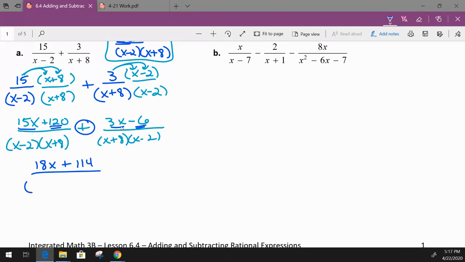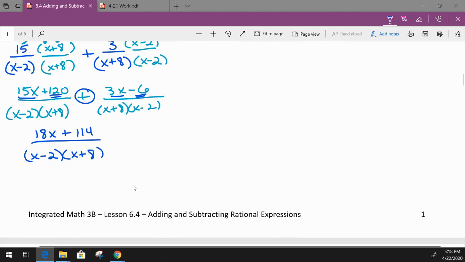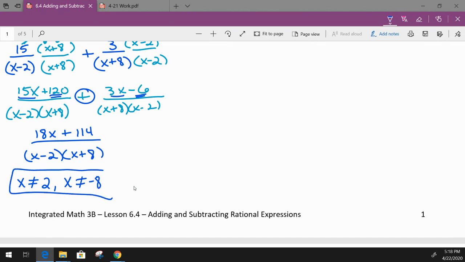Your denominator is still x minus 2 and x plus 8, or the other way around is fine also. Okay, so at this point, we have to ask ourselves, can we simplify this fraction anymore? Oh, and the undefined values, we forgot to state those. So x cannot equal 2 and x cannot equal negative 8. Those would be your undefined values because we cannot have a denominator of 0.